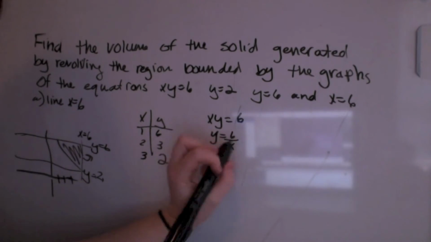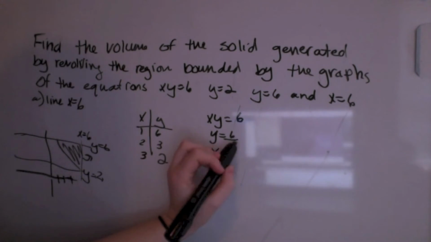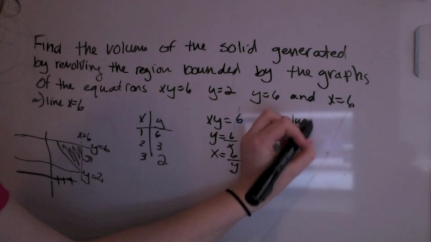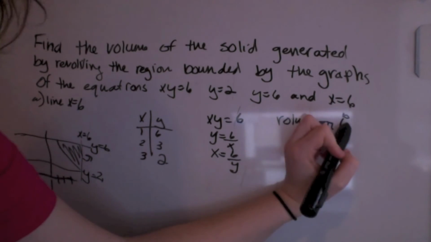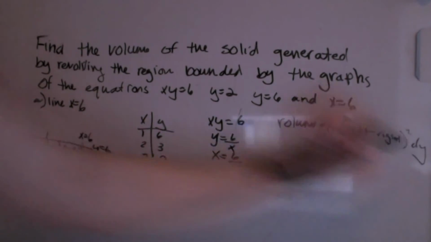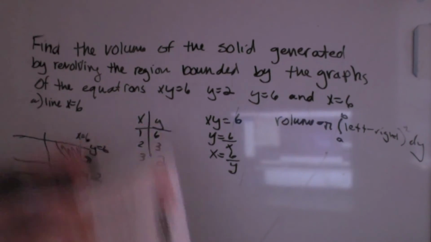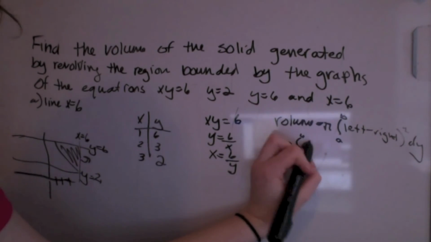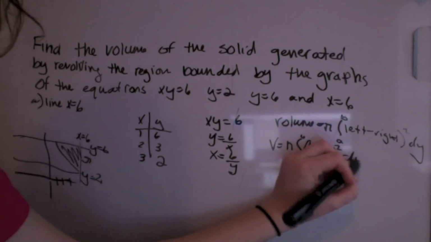So since xy equals 6, when you divide both sides by y, x will equal 6 over y. Okay, and volume is the same thing as pi times the integral from a to b of left minus right squared dy. So what we're going to do is pi integral from 2 to 6 of 6 minus 6 over y, squared, dy. Do some algebra and you get the answer is 241.58.